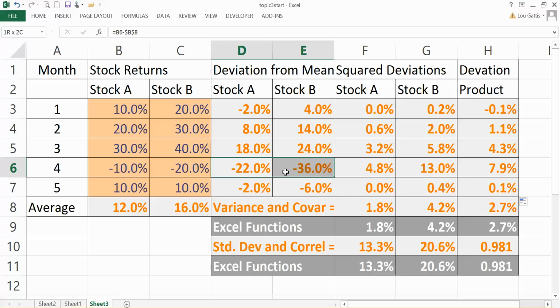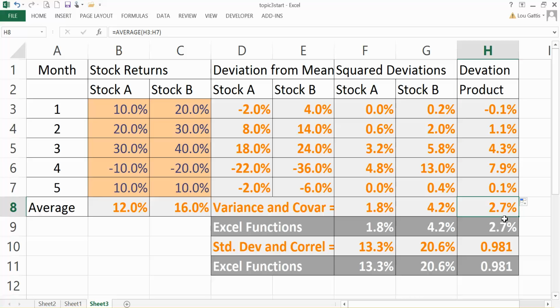So I take the product of deviations, minus 22 times minus 36, I guess minus 7.9%. So notice negative times negative, you get a positive deviation product. So when assets both move negative, you get a positive number. If they're both well above their mean in period 3, they get a positive number. Now when they move in different directions, they get a negative number. So when you see the covariance is positive, what it's telling you is they tend to be both above their mean or below their mean at the same time.